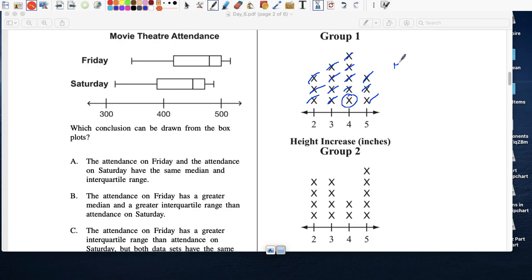Okay, the median is 4. And what's the median here? Cross 1 from each side and work towards the middle. The median is 3. So the median is indeed greater in group 1. So choice C is the correct one.